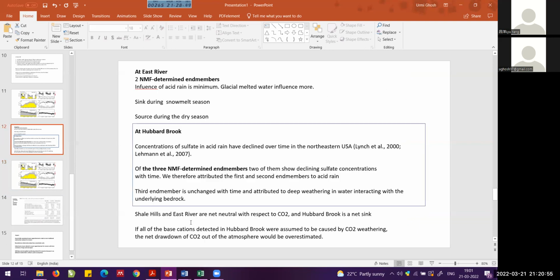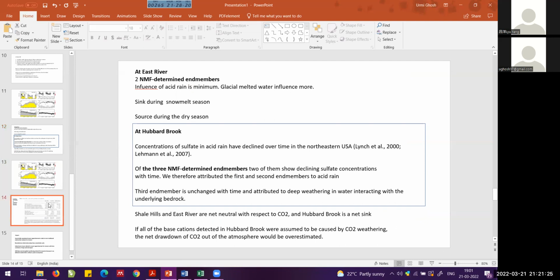So ultimately, what they have concluded is that Shale Hill and East River are acting as net neutral with respect to CO2, whereas Hubbard Brook is a net sink. So over time, only it is helping in carbon dioxide sequestration. However, if only the CO2 weathering was considered, the amount of drawdown of CO2 would be overestimated.